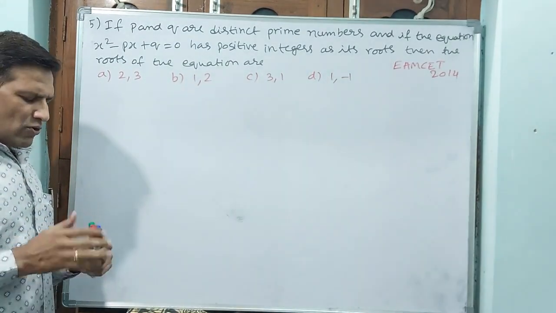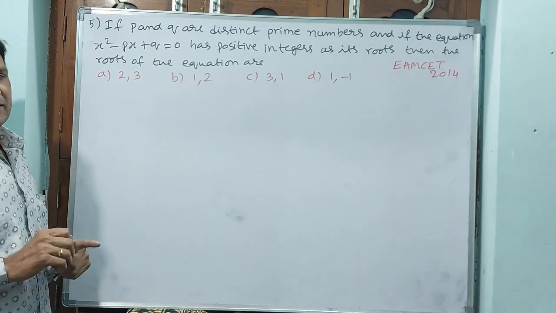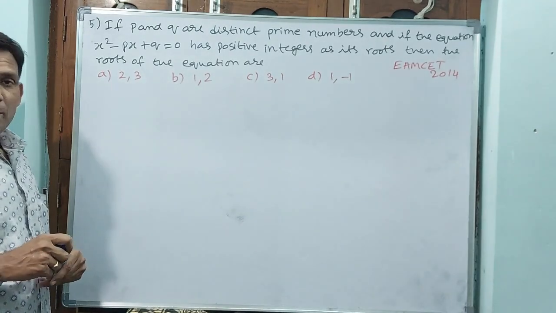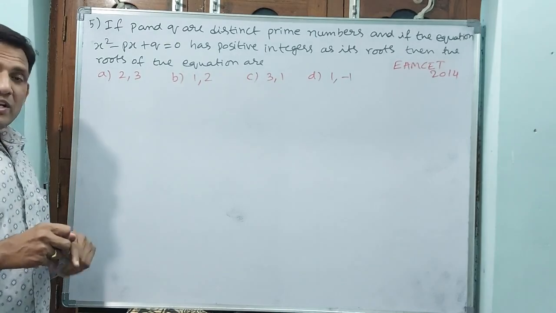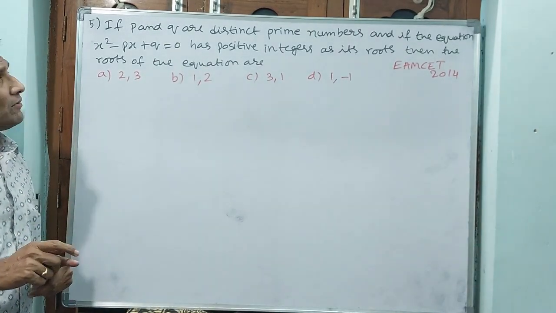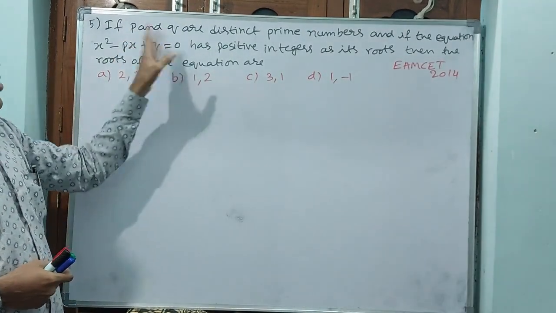Prime numbers means, we know, except that number and 1 there are no other factors. That's all. Remaining factors will not be there. 6 may not be the prime number. Why? Because 2 into 3 is there, 6 into 1 is also there. But 3 is a prime number, 3 into 1 are the only factors. That's all. Okay. See, p and q are the prime numbers.